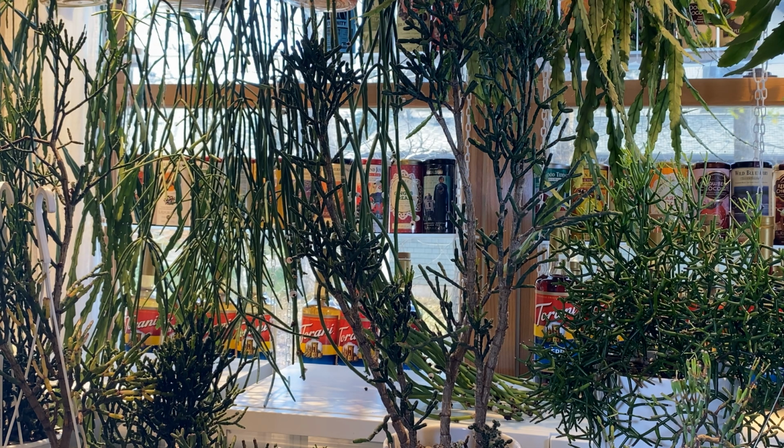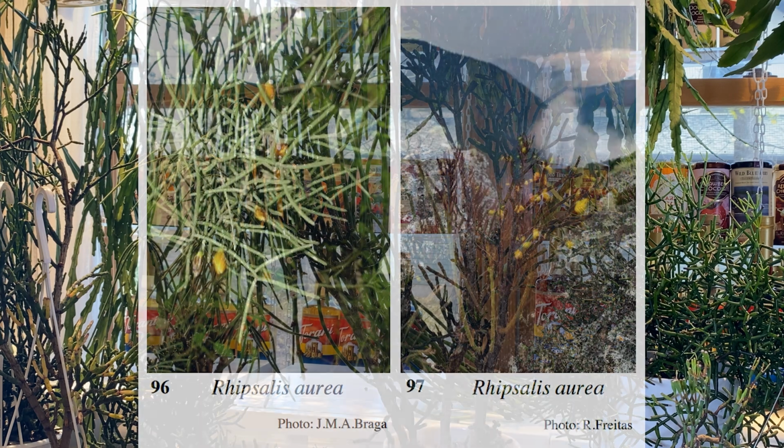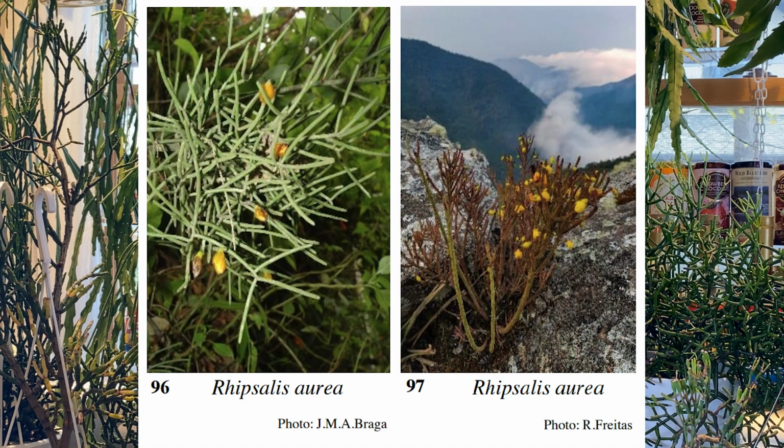Totally possible. It's not uncommon for quite a few of the epiphytic cacti species that we talk about to be found growing both lithophytically and epiphytically. Here's one of my favorite examples of this: Rhipsalis aurea from this field guide, where the right one is growing lithophytically and the left one is growing epiphytically, and you can see the extreme difference in their appearance.